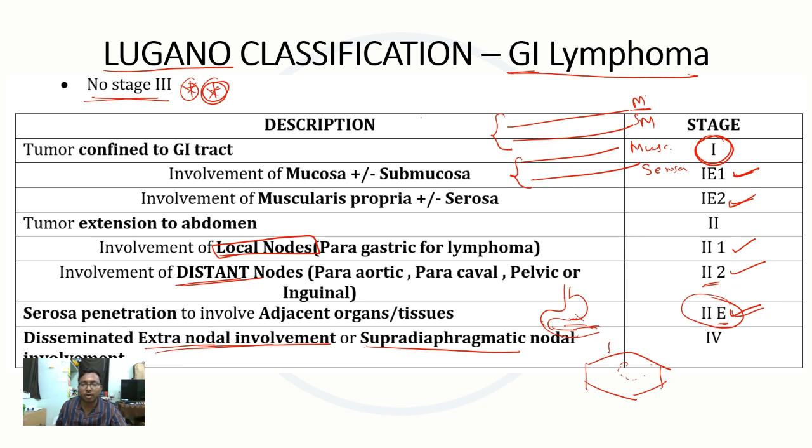Whenever this disease goes above the level of the diaphragm and involves supradiaphragmatic nodes, let's say, for example, you have mediastinal lymph node involvement, like that, whenever it has involved supradiaphragmatic lymph nodes also, that will come under your stage 4. Okay. So this is more important for postgraduates. This is the Lugano classification for gastrointestinal lymphoma. Thank you.